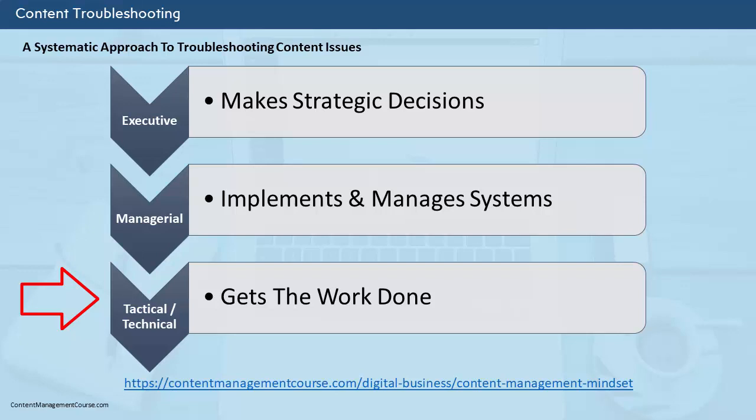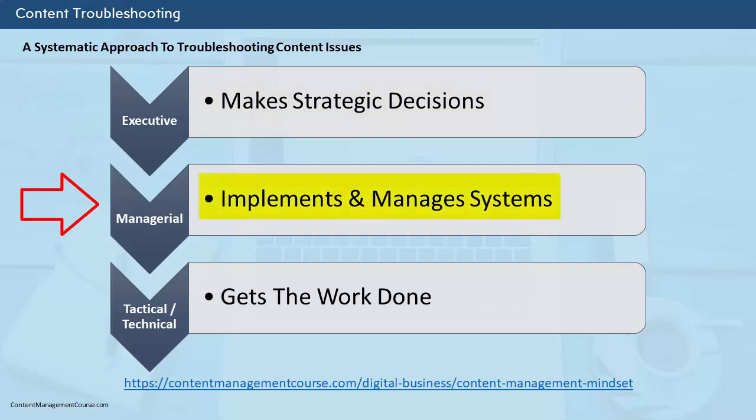At this level, people should be trained to follow the systems put in place by the management level to hit the targets and goals set by the strategic level. So ideally, the way this works is that the executive level sets a strategic target, like for example, to increase annual sales by 20%. The managerial level then figures out which systems the business needs to put in place to achieve that 20% increase in sales.